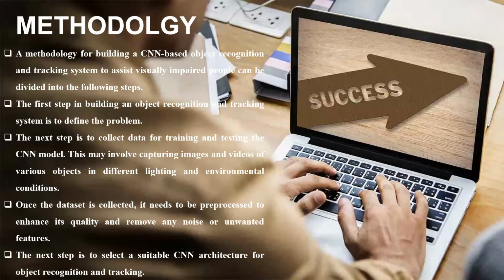Moving on to the next slide, we have methodology. A methodology for building a CNN-based object recognition and tracking system to assist visually impaired people can be divided into the following steps. The first step in building an object recognition and tracking system is to define the problem. The next step is to collect data for training and testing the CNN model. This may involve capturing images and videos of various objects in different lighting and environmental conditions.